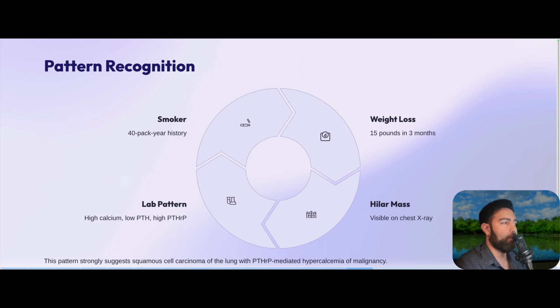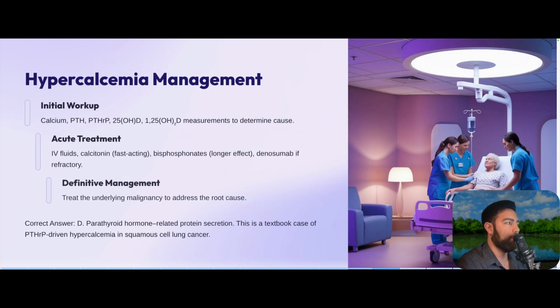And this patient had the weight loss, the smoking, high calcium, low PTH, and high PTHrP. And to make it even better, a hilar mass. Squamous cell carcinoma, remember, it presents more central. And that was going to be the correct answer. And the initial workup, again, calcium, PTH, PTHrP, 25-OH D, and the 1,25.